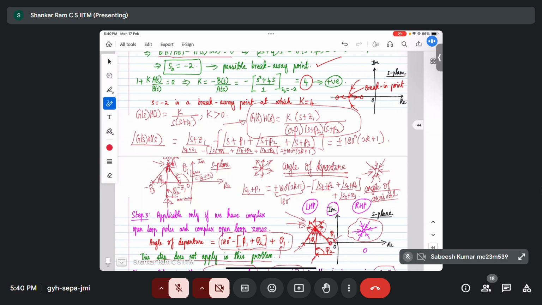Now, why is this infinity? The subtle point there is the following. Just for the sake of argument, you and I can write it as 0s plus 1. Just to make the number of factors equal in the denominator and the numerator, I am doing this.